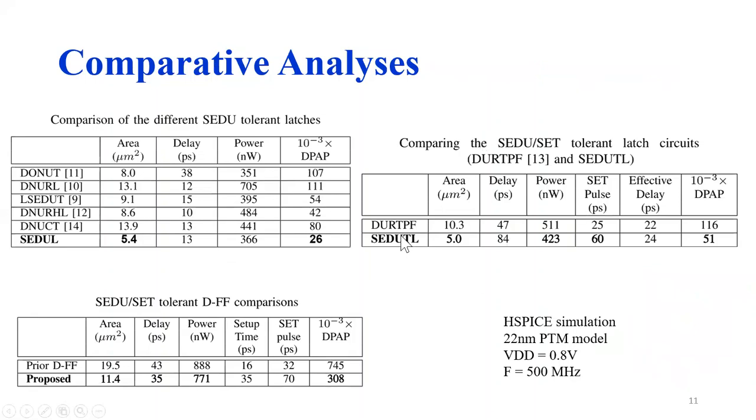Here we compare the proposed designs with the state-of-the-art counterparts. The first table compares the SEDU tolerant latch that we proposed with the other designs, and it offers much better DPAP, which is delay, power, and area product. As can be seen here, it's much better than the previous work. The same holds for the proposed SEDU and SET tolerant latch design, and also for the flip-flop design.